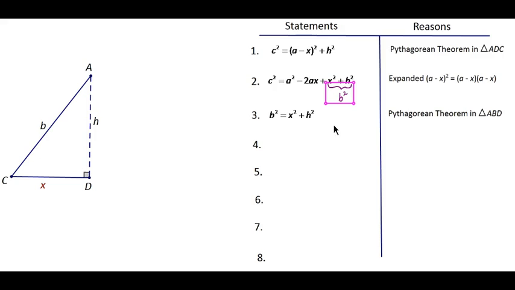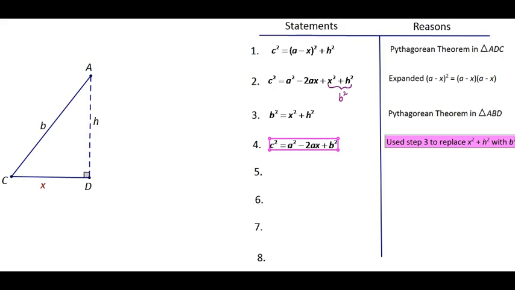Now, to understand the next step, we've got to realize that B squared is equal to X squared plus H squared, which is what we see up here. X squared plus H squared is B squared. So we can replace X squared plus H squared with B squared in step 2. So we've used step 3 to replace X squared plus H squared with B squared.